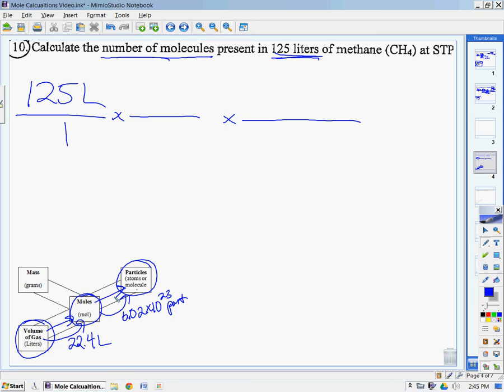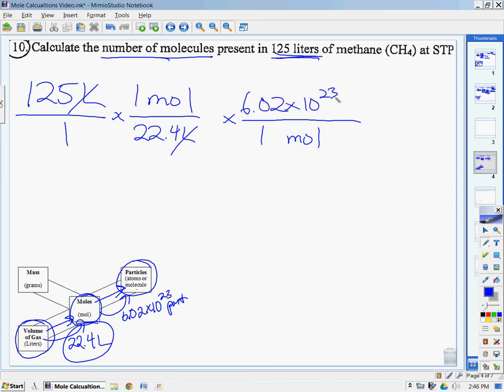All right, the first one is this 22.4, the molar volume. So 22.4 liters. Why the bottom? So liters cancels liters. That's equal to a mole, so we put 1 mole in the top. If we stopped here, we'd be in moles. That would be a great answer, just not an answer to this question. We have to keep going to particles. So the next one, we want to cancel moles. So 1 mole is 6.02 times 10 to the 23rd particles.